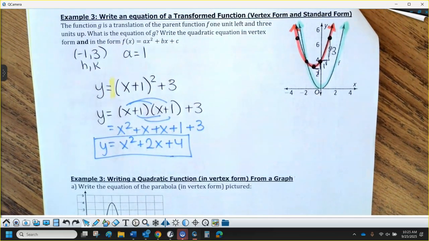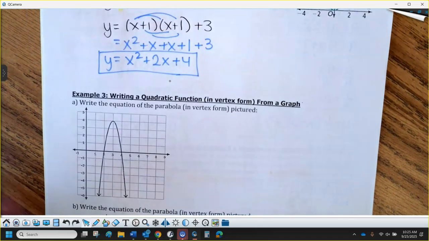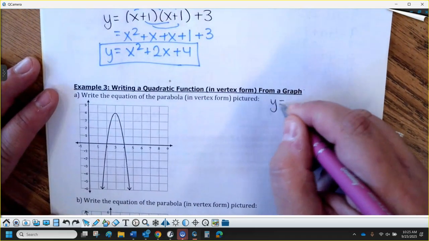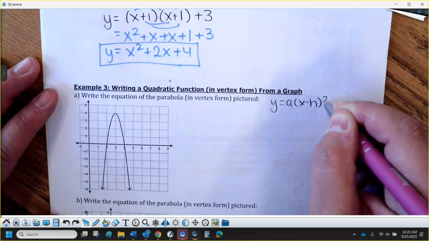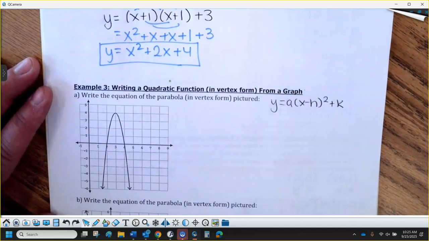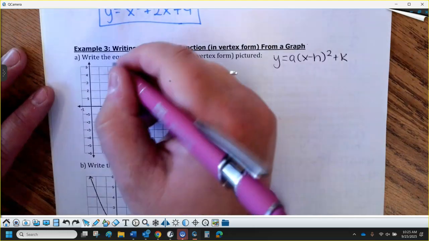Is anybody having a question? Okay, now I'm going to give you the same problem. It's going to ask you to do just vertex form here, so I don't have to go that extra step. I just want it in this form, x minus h squared plus k. All right, so grab the vertex.